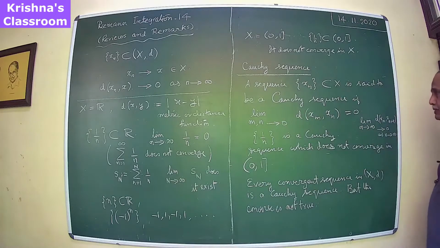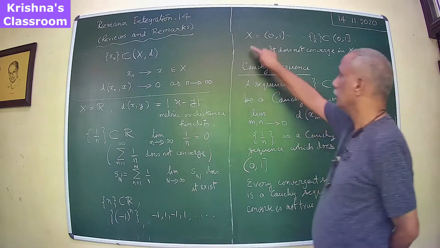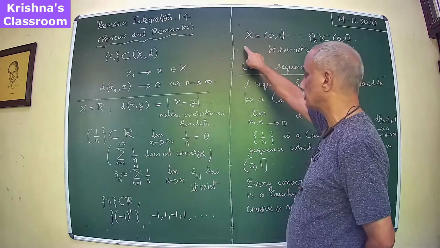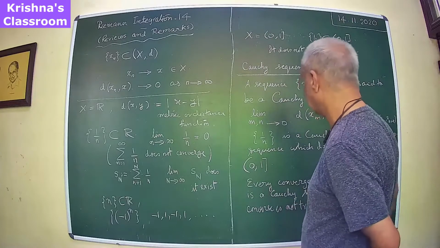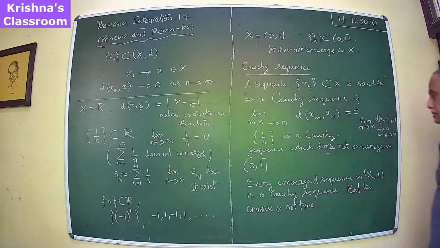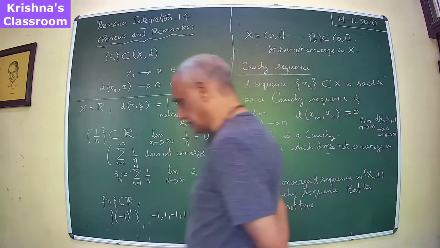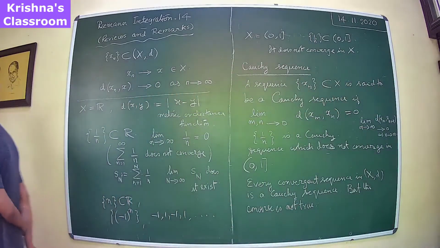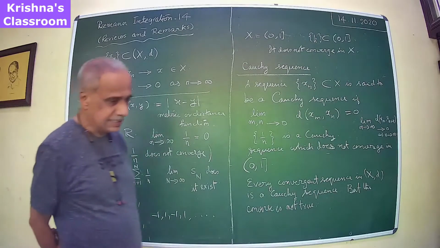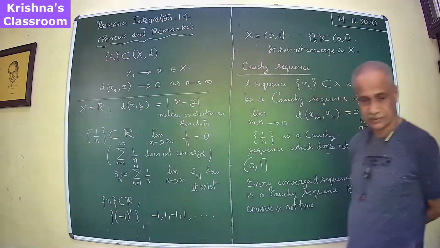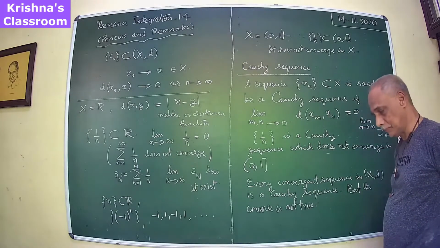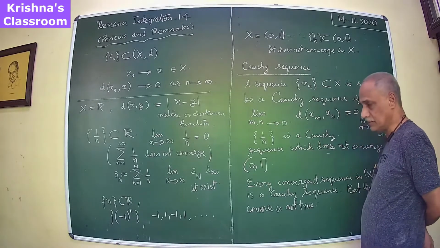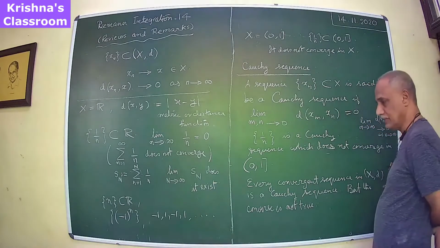The converse is not true, as we have seen: if you drop 0, if you do not include 0, then there exists a sequence which is Cauchy but not convergent in this space, the sequence 1 by n. So Cauchy sequences form a larger class, and convergent sequences form a subclass of that in general.